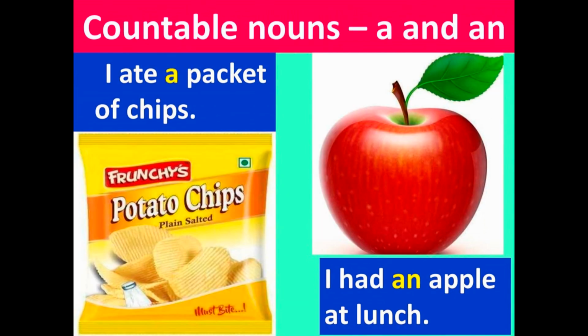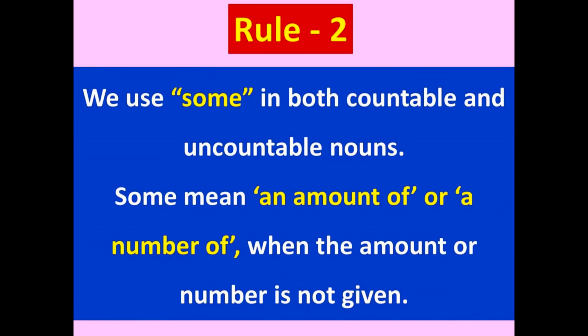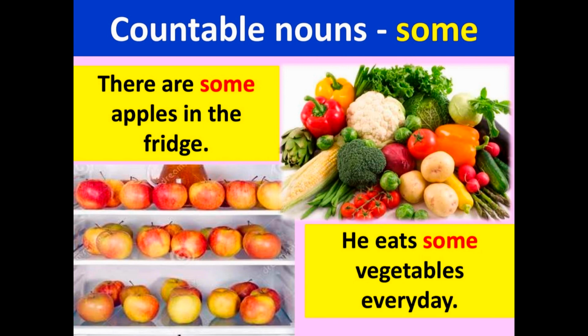Example for countable nouns, a and an. I ate a packet of chips. I had an apple at lunch. Rule number 2. We use some in both countable and uncountable nouns. Some means an amount of, or a number of, when the amount or number is not given.